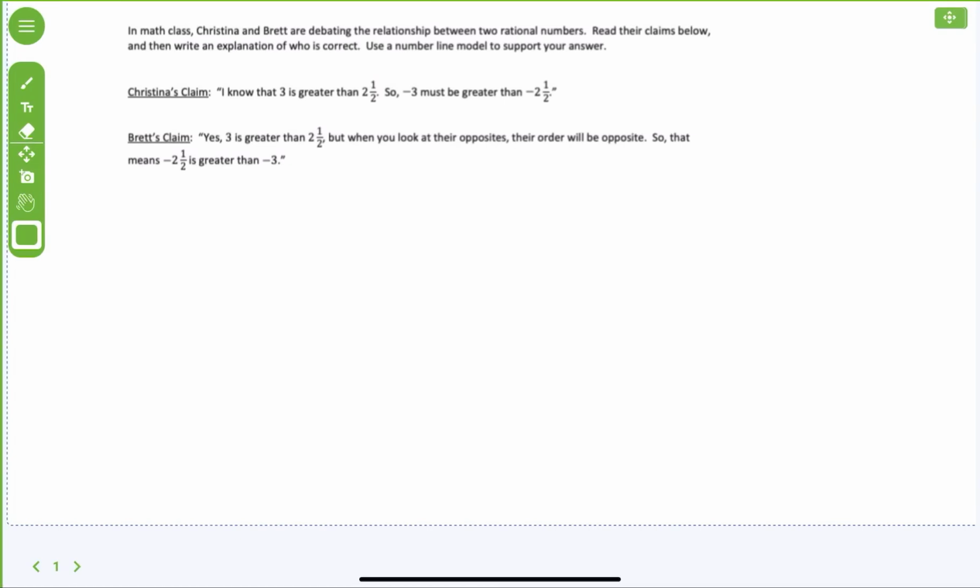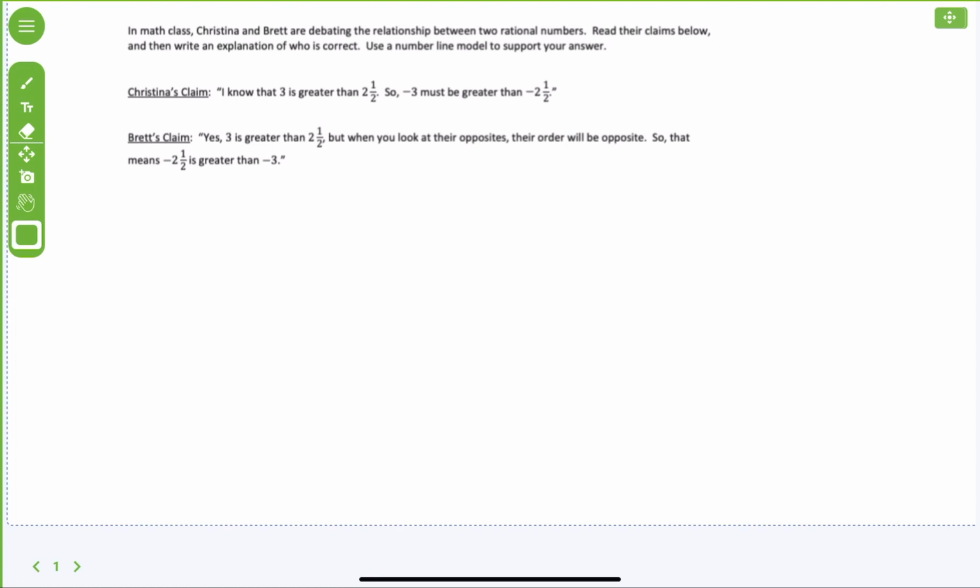It says, in math class, Christina and Brett are debating the relationship between two rational numbers. Read their claims below and then write an explanation of who is correct. Use a number line model to support your answer. Christina's claim is, I know that 3 is greater than 2.5, so negative 3 must be greater than negative 2.5.